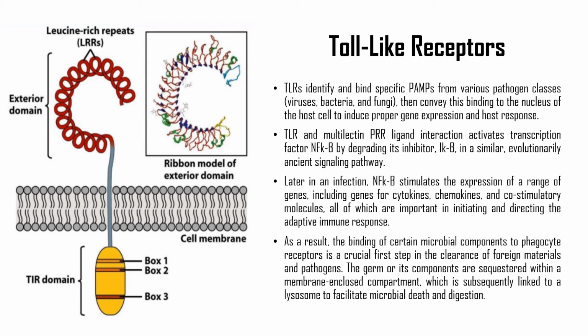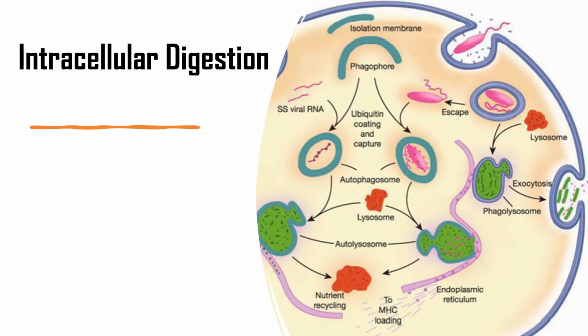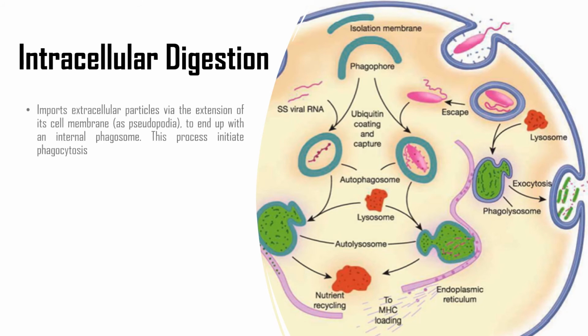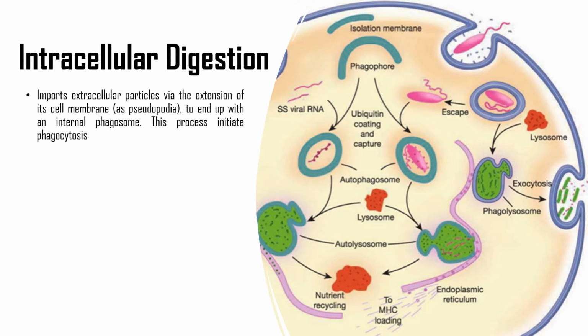The germs or their components are sequestered within a membrane-enclosed compartment, which is subsequently linked to a lysosome to facilitate microbial death and digestion. Intracellular digestion imports extracellular particles via extension of the cell membrane as pseudopodia to end up with an internal phagosome.